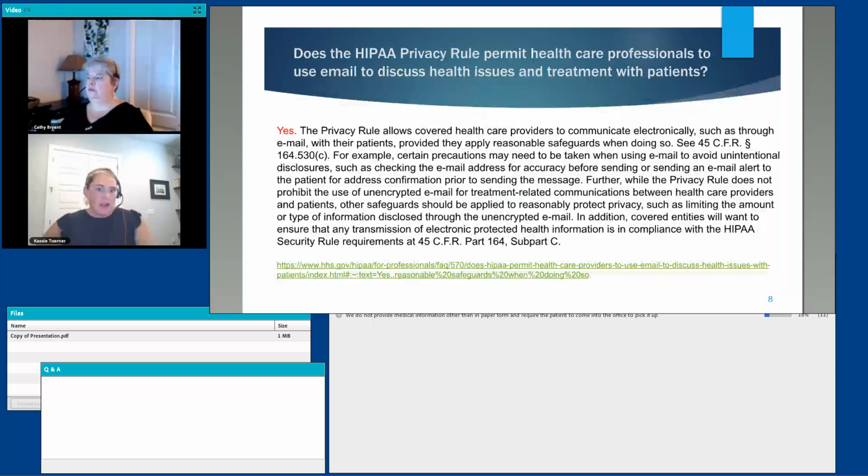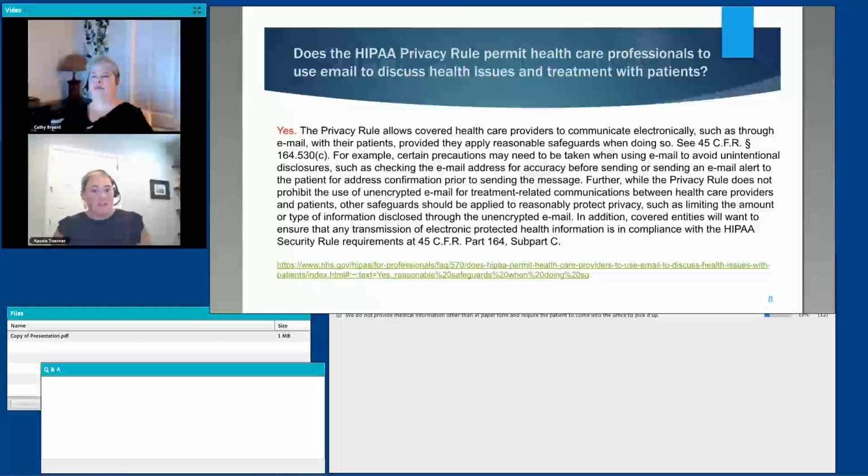So, does the HIPAA Privacy Rule permit you to use email to discuss health issues and treat patients? The short answer is yes. But as I mentioned, there must be reasonable safeguards in place so that you're meeting the requirements of the Privacy Rule and the Security Rule. A couple of examples of that would be if you're sending out an email, that you check the email address, that it's the accurate email and that it's not being sent to the wrong individual.